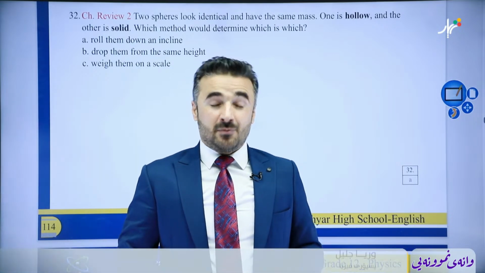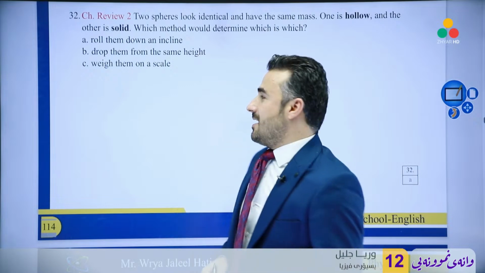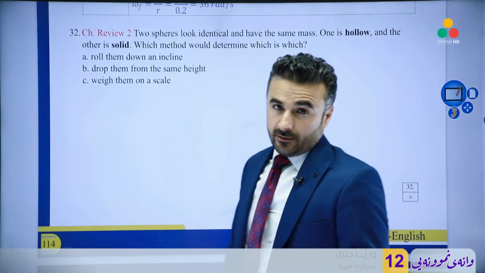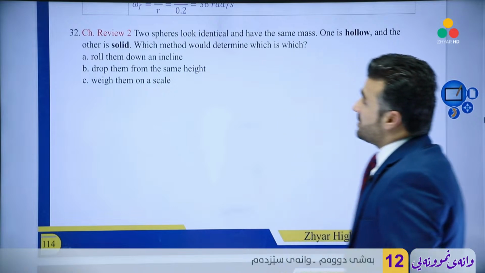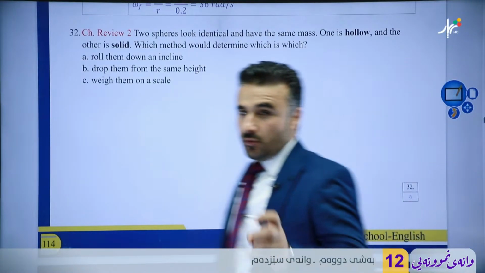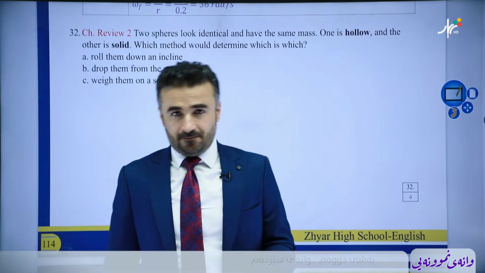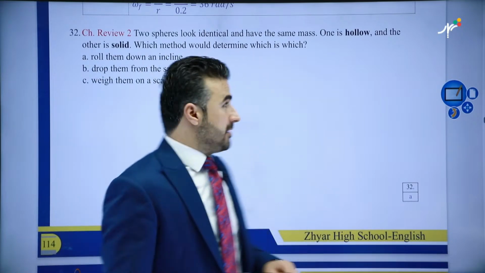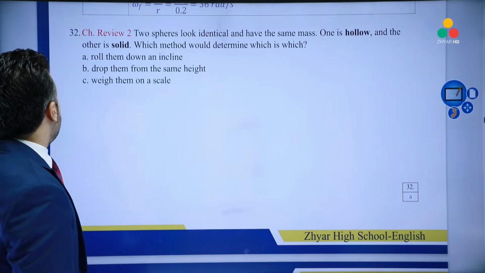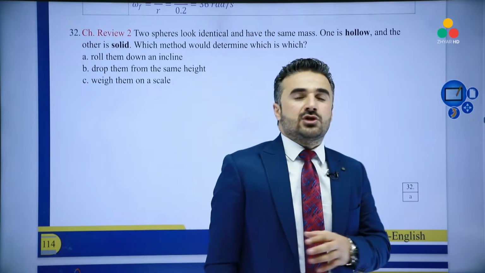Last time I gave you homework, if you remember, so let's say if you did your homework. What was the answer that you chose? In question 32, it says two spheres look identical and have the same mass. Don't forget. So we have two spheres and they look identical and they have the same mass, okay? But one of them is hollow and the other is solid. Which method would determine which is which?